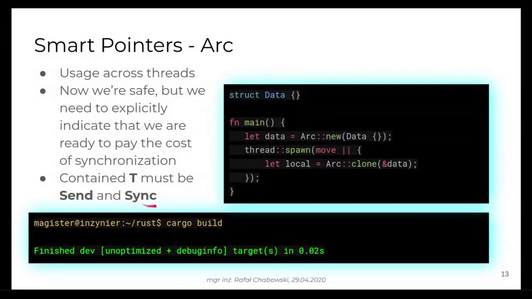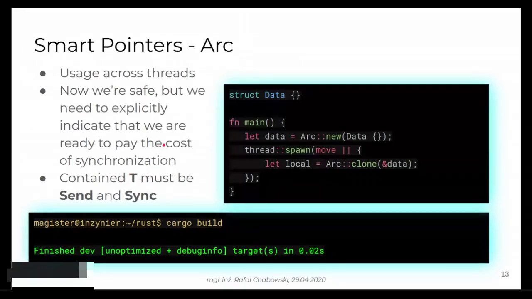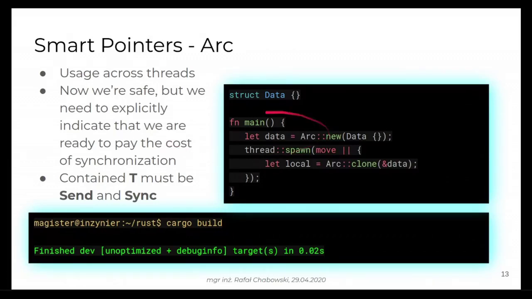The Send and Sync marker traits mentioned here indicate that whoever was responsible for creating this type T took care to make it thread safe. More details, I think, are out of scope now, but this code will compile and will be safe.